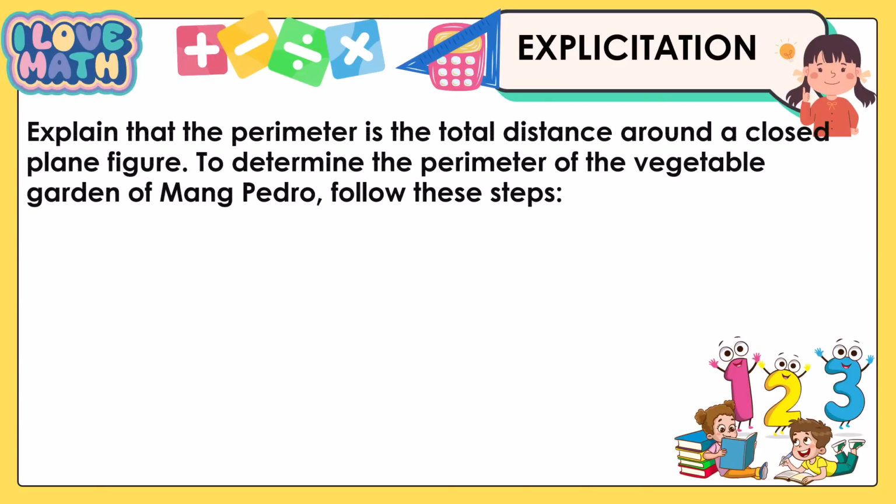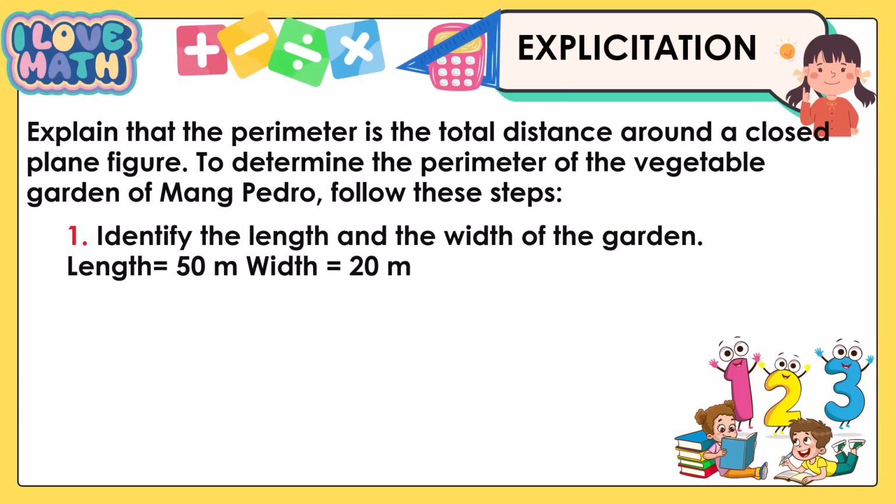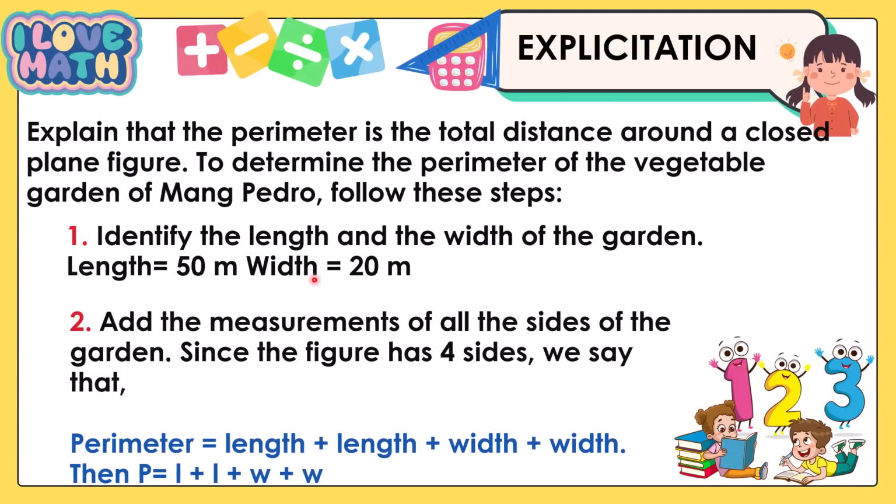Explain that the perimeter is the total distance around a closed plane figure. To determine the perimeter of the vegetable garden of Mang Pedro, follow these steps. Number 1, identify the length and the width of the garden. Length is 50 meters, width is 20 meters. Number 2, add the measurements of all the sides of the garden.